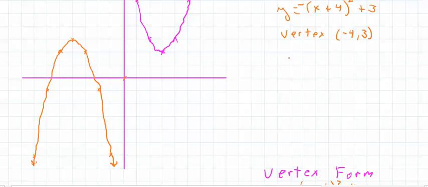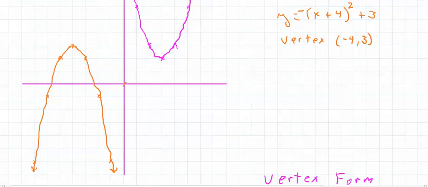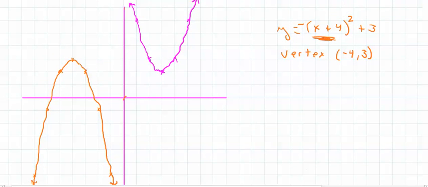That's all there is to graphing a parabola when we're in the vertex form. If we're not in the vertex form, there's a lot more work involved.